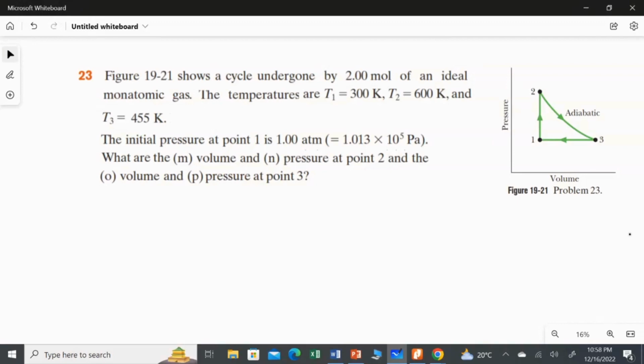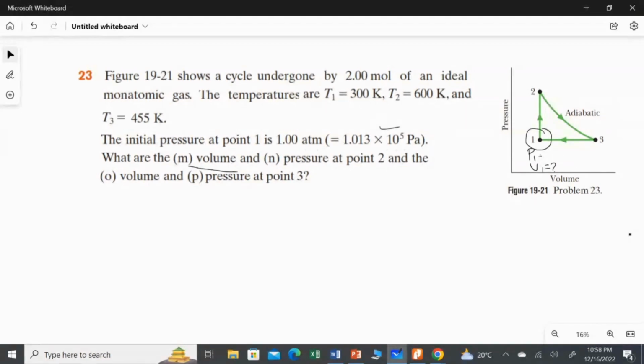The initial pressure at point 1 is 1 atm, which is equal to 1.01 times 10 power 5 Pascal. What they mentioned for point 1 is the pressure P1 as 1.013 multiplied by 10 power 5 Pascal. So the value of P1 is given, right? Now we are going to find the volume at this point, that means we are going to calculate the value of V1.